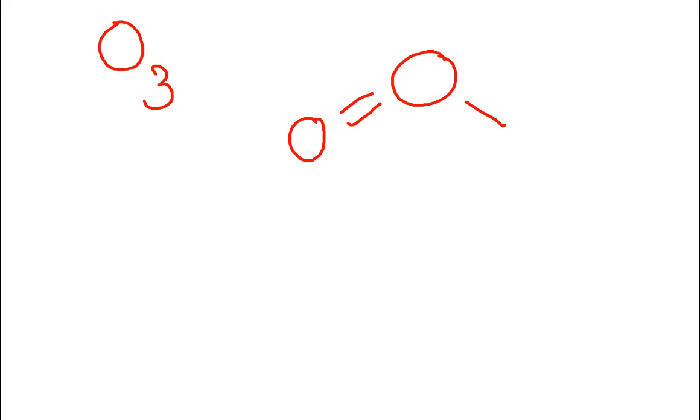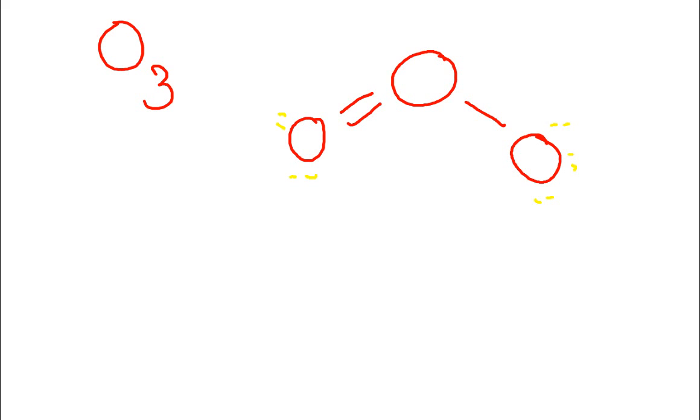Let's account for the structure of the ozone molecule. Ozone, its formula is O3. It's made of 3 oxygen atoms. O makes a double bond with 1 oxygen on one side and a single bond on the other side. Let's put the electrons. If single bond, we should draw 6 electrons. If double bond, you should draw 4 electrons.